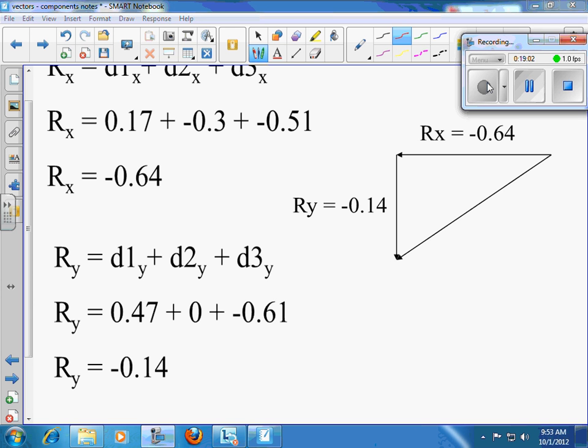Now, am I done yet? I've got my Rx and my Ry. Now what do I have to do? Well, sort of, right? I'm really trying to find this thing here.